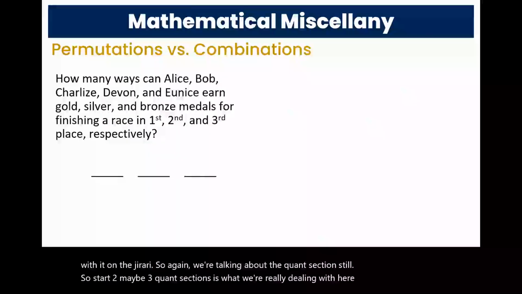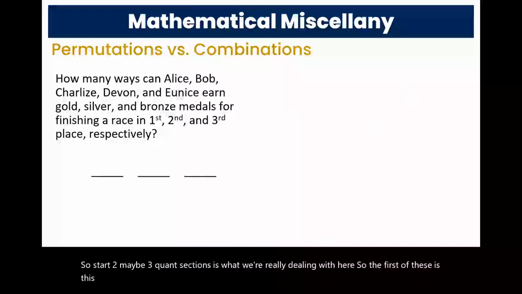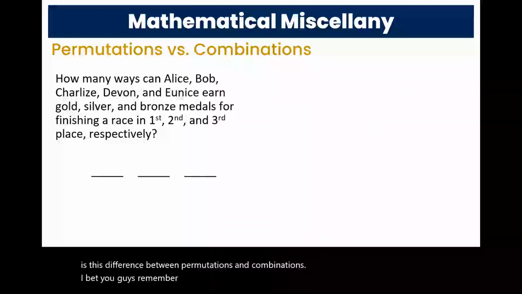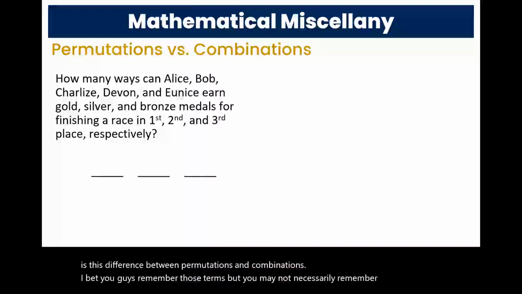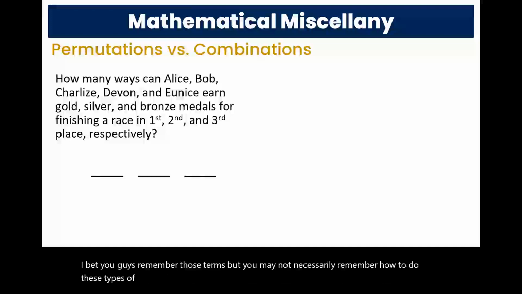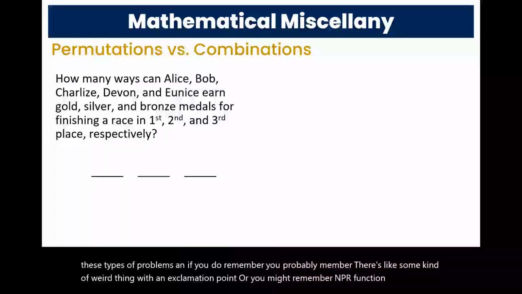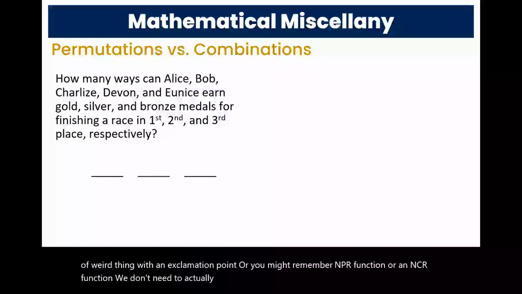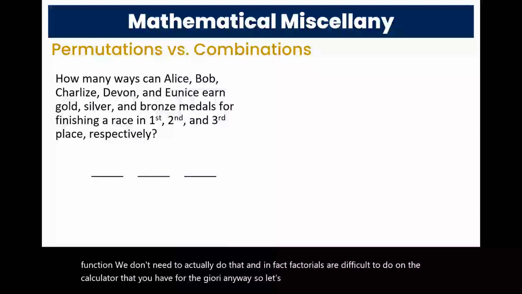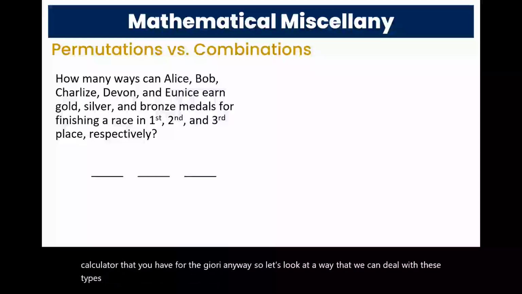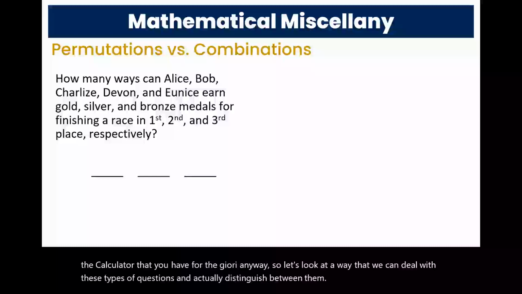The first of these is the difference between permutations and combinations. I bet you remember those terms, but you may not necessarily remember how to do these types of problems. If you do remember, you probably remember some weird thing with an exclamation point, or an NPR or NCR function. We don't need to actually do that, and in fact, factorials are difficult to do on the GRE calculator anyway. So let's look at a way that we can deal with these types of questions and distinguish between them on something like the GRE.